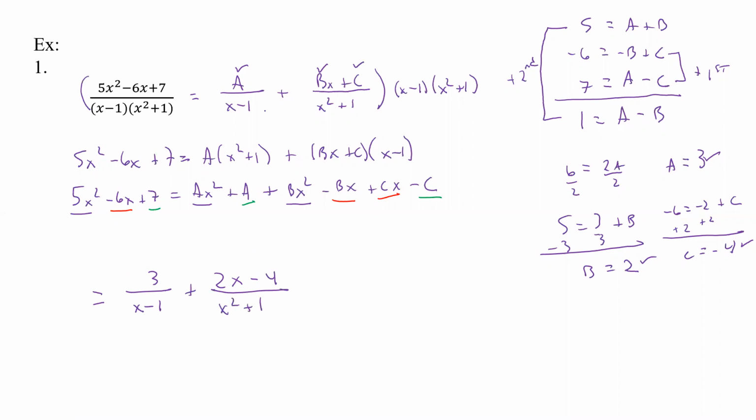Okay. So the trick to this one was if it's not factored, you have to first factor it. And then notice that this can't be factored, so it's a non-reducible quadratic. And then you set it up in a format like this, and then just work your way through and solve the system of equations. And then when you get done, plug it back into your setup as you set it up here, and you'll have your partial fraction decomposition.